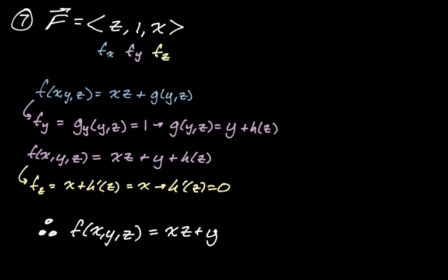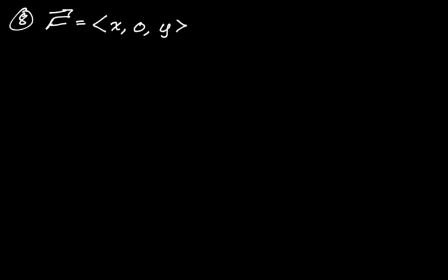So let's take a look at the next one. So our vector field is x, 0, y. And remember, that's partial x, partial y, partial z, if this is the gradient of some potential function. We're looking for the potential function. In this case, I'm going to start off with partial z. It kind of doesn't matter where you start.